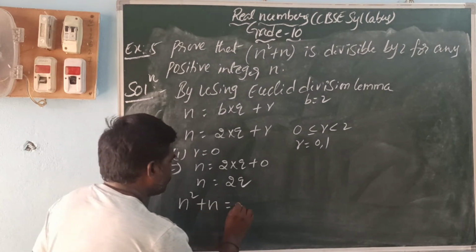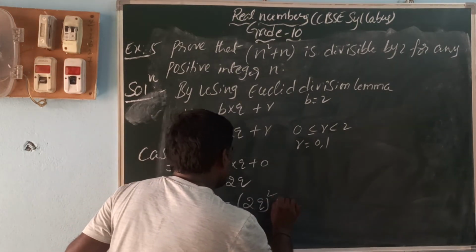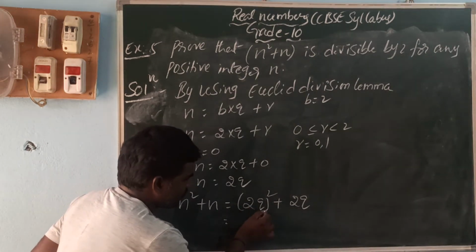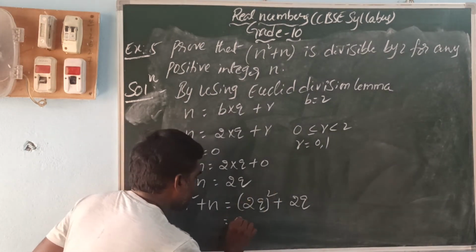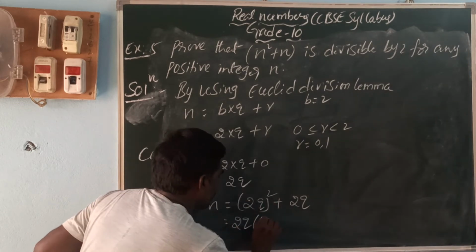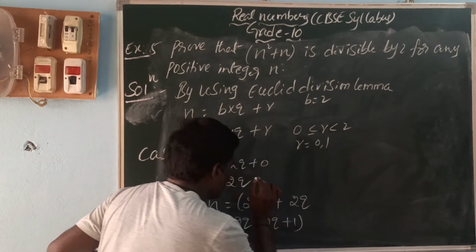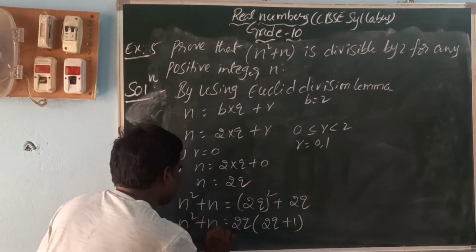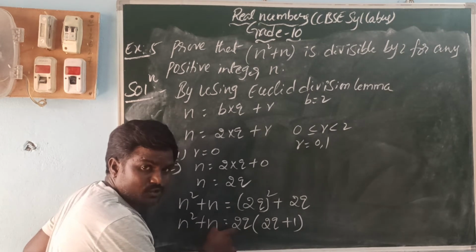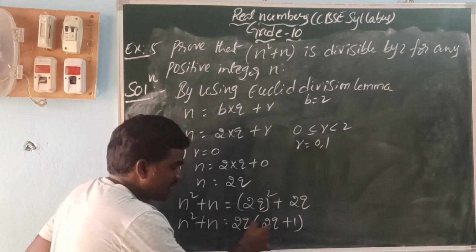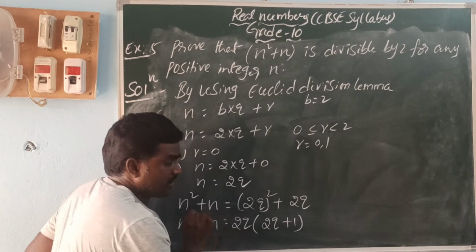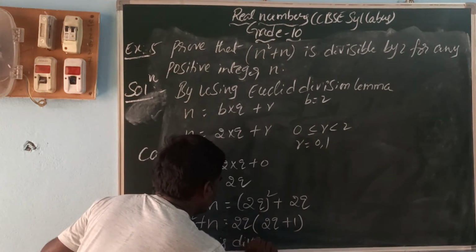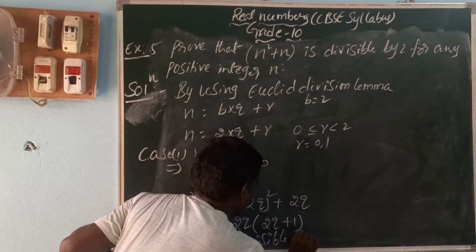So what is the n value? 2q. 2q whole square plus 2q. Okay, 2q whole square means it is a multiple of 2. We can take 2q outside. What is remaining? 2q plus 1. Divisible is nothing but multiple. Here n square plus n is a multiple of 2, 2q means 2 into q of 2q plus 1. So n square plus n is divisible by 2. Multiples is nothing but divisible.